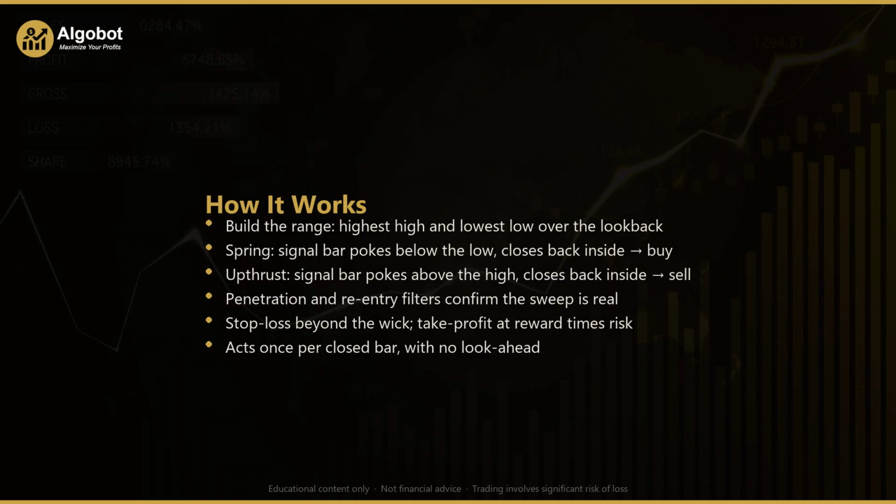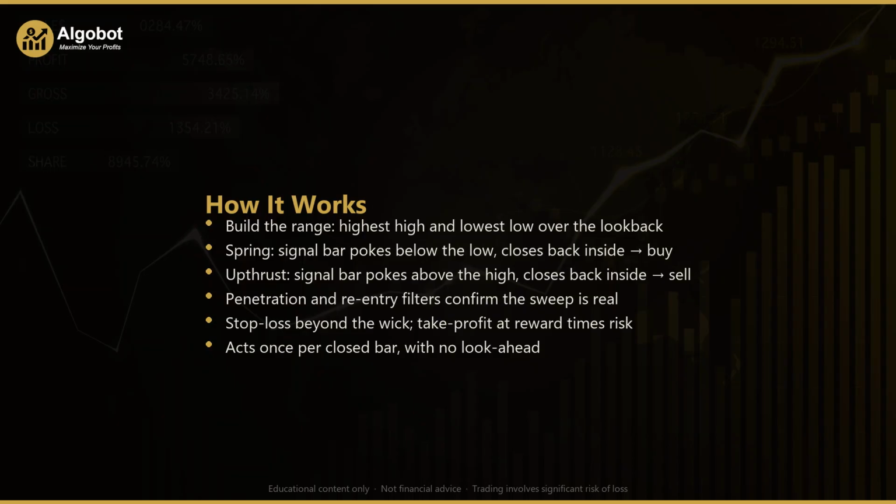Now the strategy detects the patterns. For a spring, 3 things must all be true. The signal bar's low must dip below the range low by at least the minimum penetration. Its close must finish back inside the range by at least the reentry distance. And the bar must close higher than it opened, showing that buyers stepped in. When all 3 line up, the expert advisor signals a long entry at the ask price.